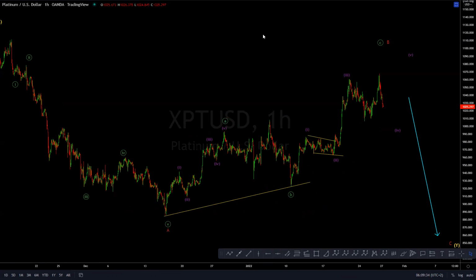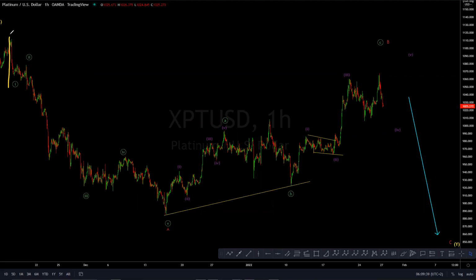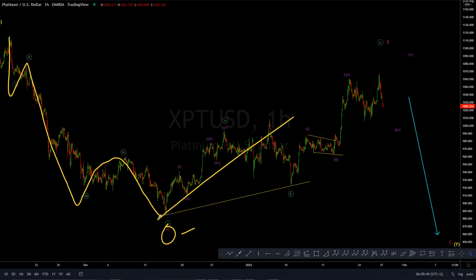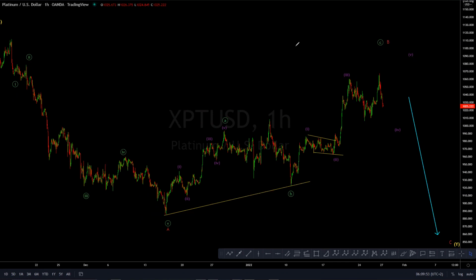Lower, we see what appears to be 5 waves lower, 1, 2, 3, 4, 5 lower. We propose this is wave A. Now we know that after wave A in Elliott wave terms, we're supposed to have a bounce in wave B. Now the question is, could wave B be done? Could wave B be done at that peak there, or could it push a bit higher?